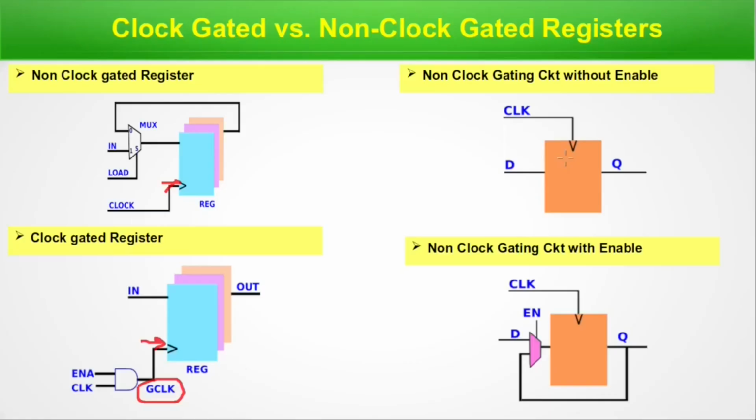So clock is directly going inside. There is input and output. There is no enable port. Here there is an enable pin and this is clock going. There is no clock gating. Direct clock is connected with the register. So these are different 4 configurations. Now we are done with this slide. Now let's move to the next slide and try to understand different types of clock gating.